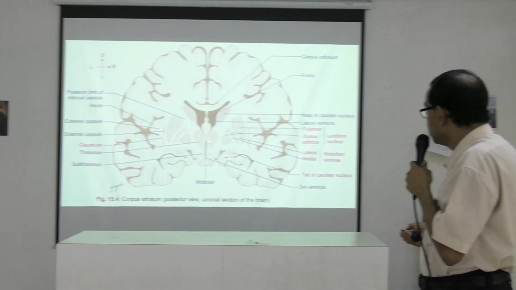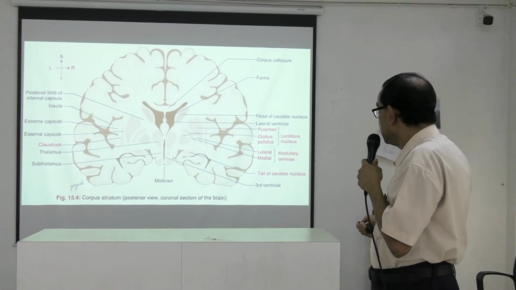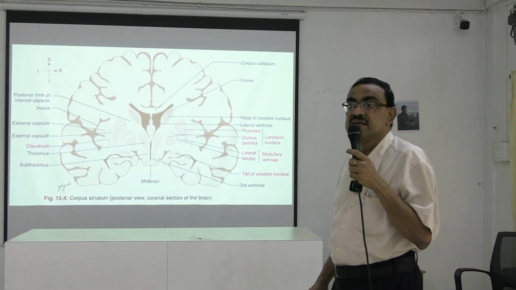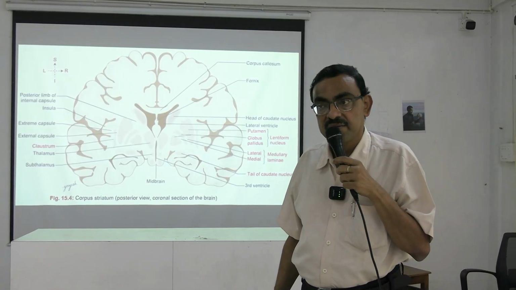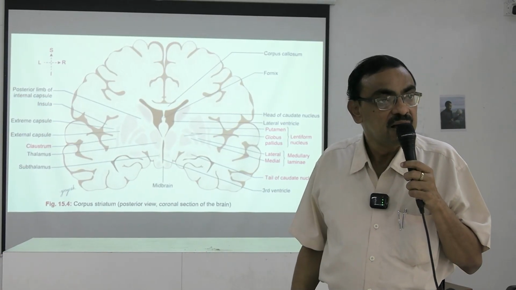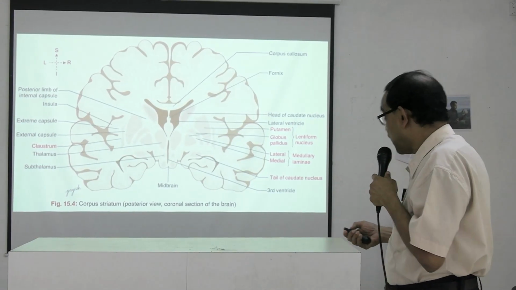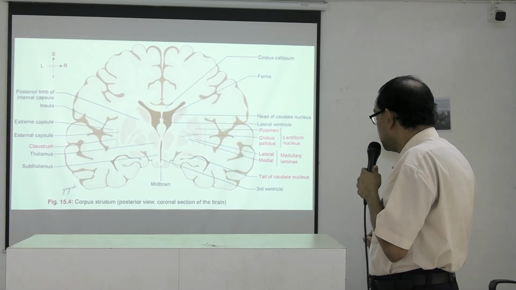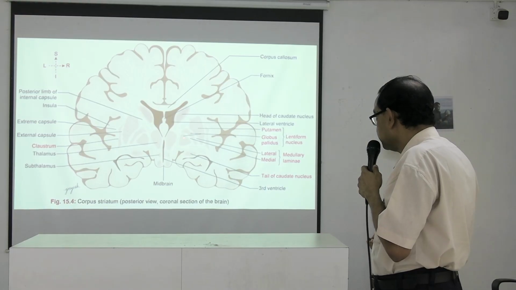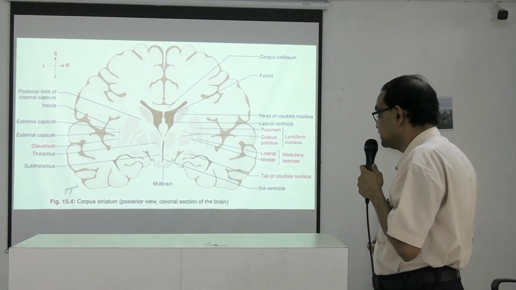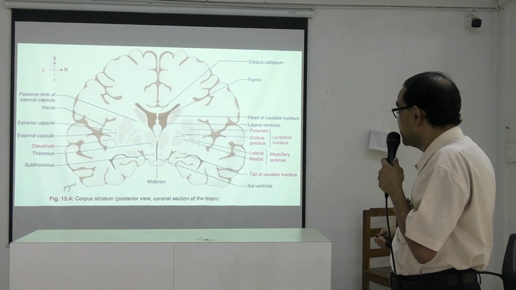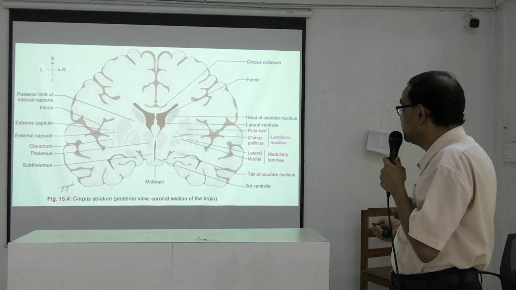Now, during its journey, it will relay in the putamen and the caudate nucleus, because they are the input centers. The impulse will come to the putamen and the caudate nucleus. From the caudate nucleus and the putamen, this information will be carried forward to the globus pallidus. And ultimately the medial part of the globus pallidus is the output center. From here it will reach the cerebral cortex.